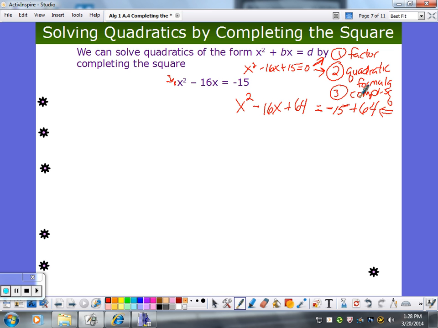So if you're taking notes, and I hope you are, you might want to make a big deal about adding it to the other side. Once you've done that, I want to turn this into the binomial square. It's now a perfect square trinomial. I want it to look like this. So what's going to be?